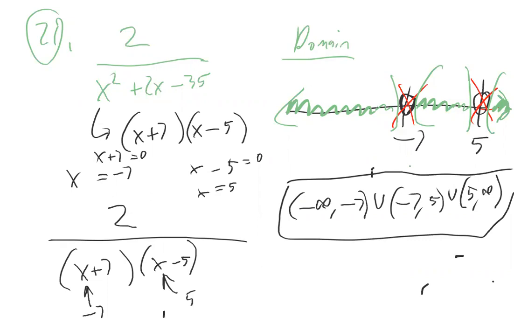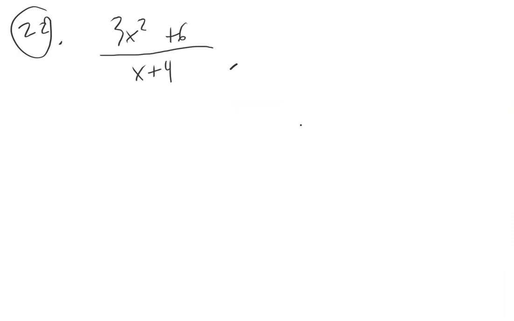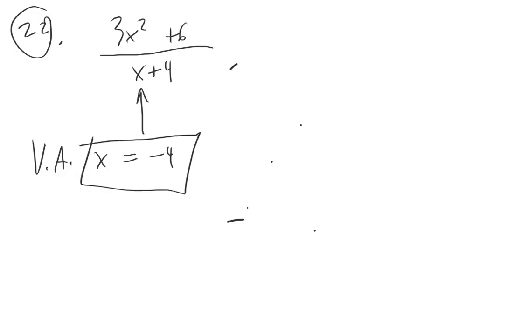Perfect. So now let's try problem 22. Problem 22 says you have 3x squared plus 6 over x plus 4. So first of all, we want to find the vertical asymptote. Look at the bottom and find out if there's any value of x that would make the bottom be 0. And if you had x equals -4, then the bottom of the fraction would be 0. So the vertical asymptote is that equation. It's just x equals -4.